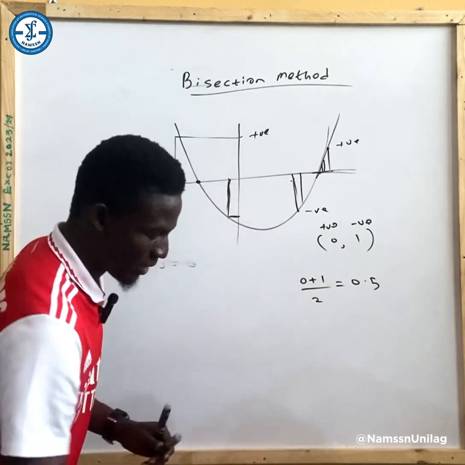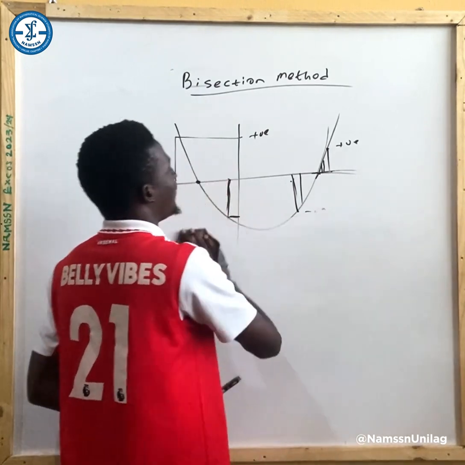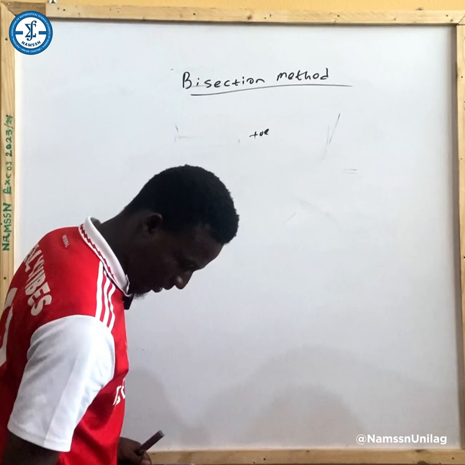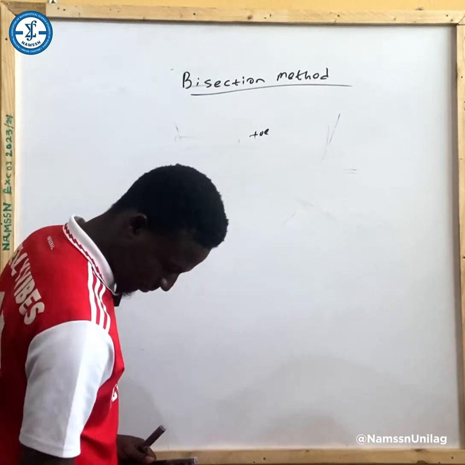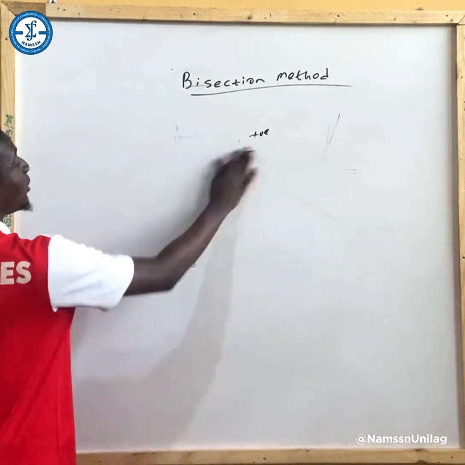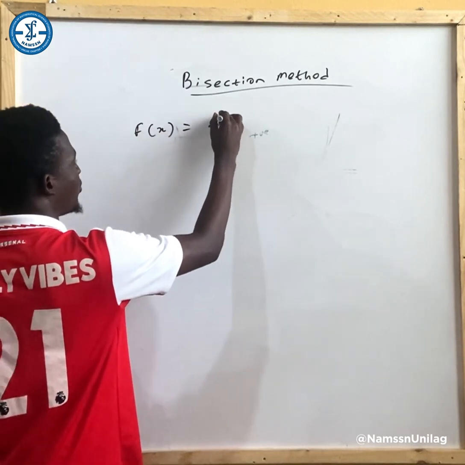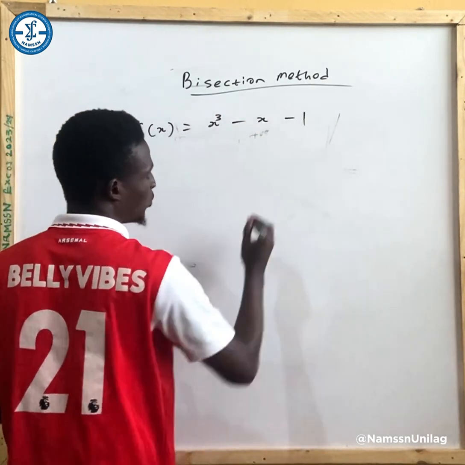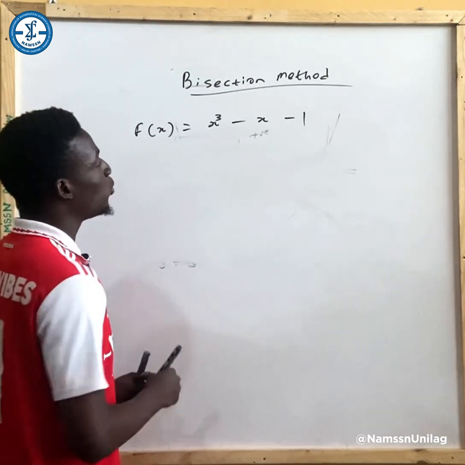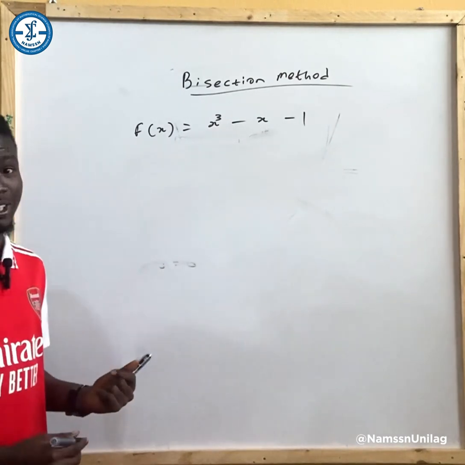Now, let's pick an example so I can explain better. Let's pick an equation where f of x equals x cubed minus x minus 1. The first thing is you have to know your interval. Now, how do we know our interval? You are going to test, trial and error.